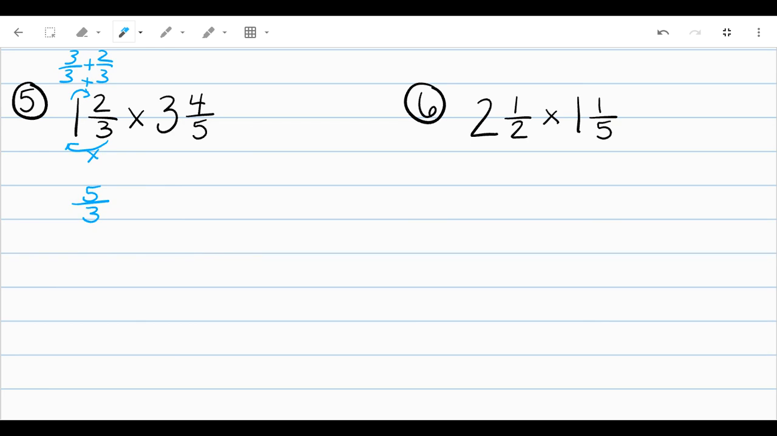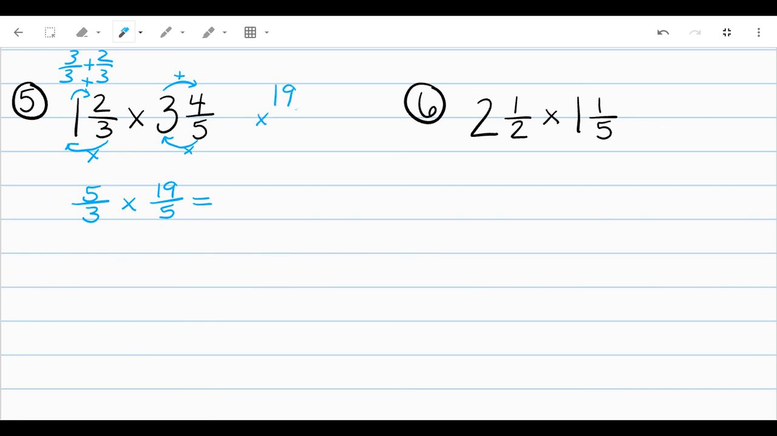So now if we have 3 4/5, we have to multiply 5 times 3 is 15. Then we add 4, and 15 plus 4 equals 19. And we keep our 5 as our denominator. So now we have 5/3 times 19/5. And because we have two fractions now, we can multiply straight across. We have 5 times 19. I'm not sure what that is, so I'm going to write it off to the side. And that's fine if you do too.